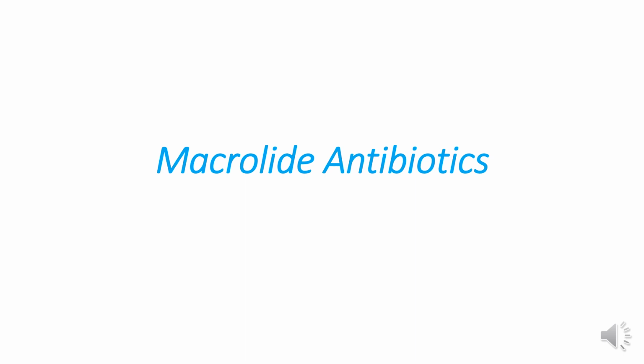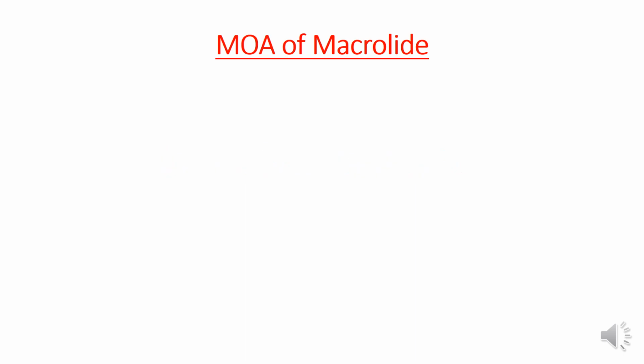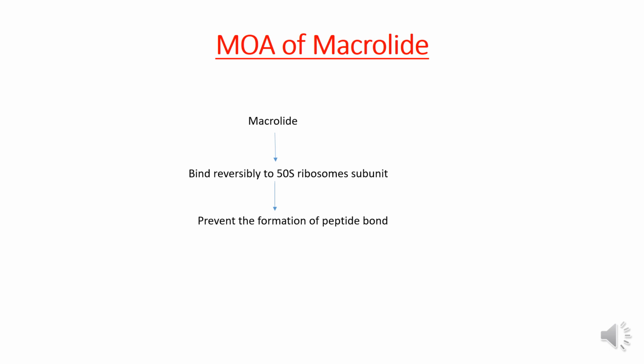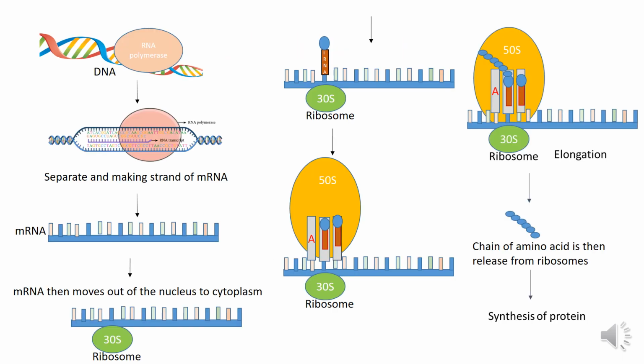Now the last one is the macrolide antibiotics. Macrolide antibiotic is again a protein synthesis inhibitor. The mechanism of action of macrolide antibiotic: ideally, macrolide binds with the 50S ribosome subunit and prevents the formation of peptide bonds, thereby inhibiting protein synthesis.